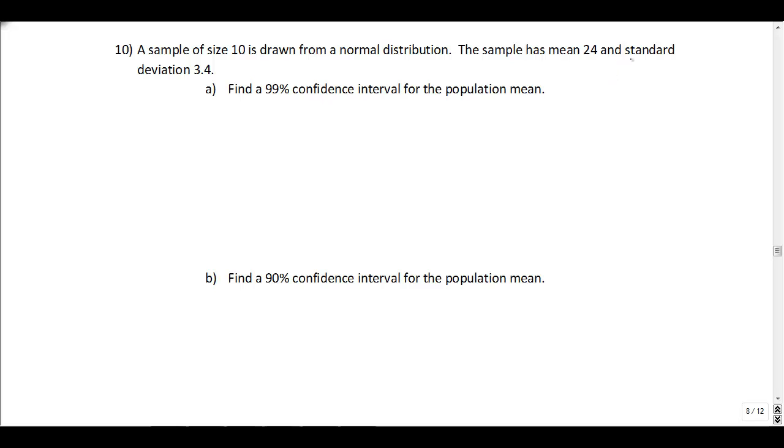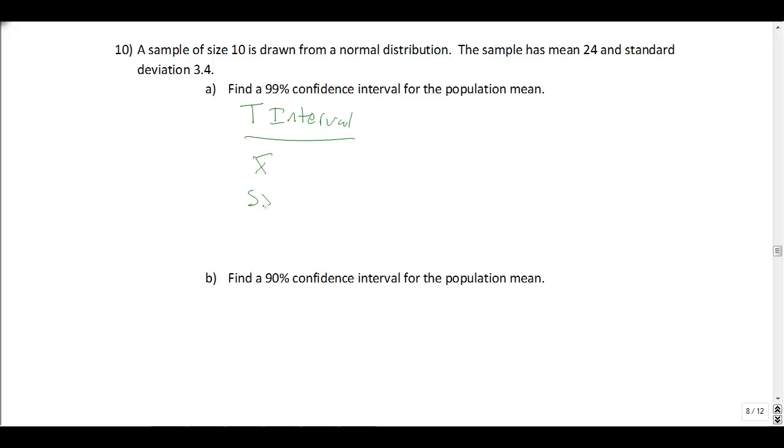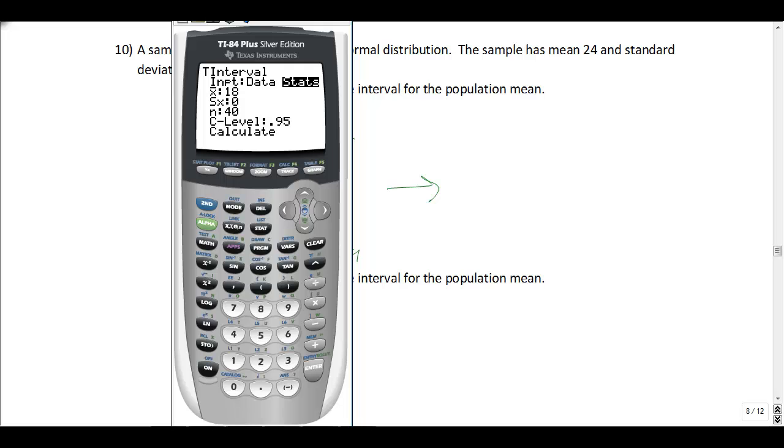So, 99% confidence interval. Because the standard deviation comes from the sample, I'm going to do a t interval. I never remember exactly what shows up here, so that's going to be option 8. So it's x bar, sx, n. The t interval and the z interval have things in slightly different orders for whatever reason. X bar, the mean, is 24. Sample standard deviation is 3.4. Sample size is 10. Confidence level is 0.99. So you put that together, or you use the margin of error formula we're working on.